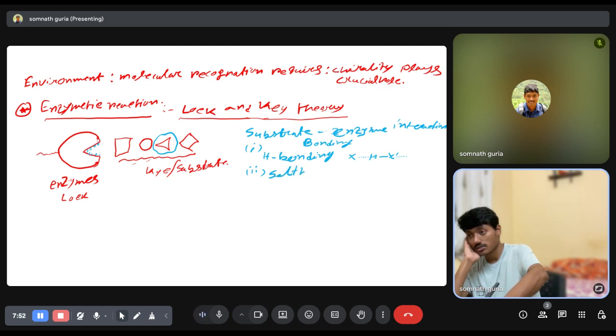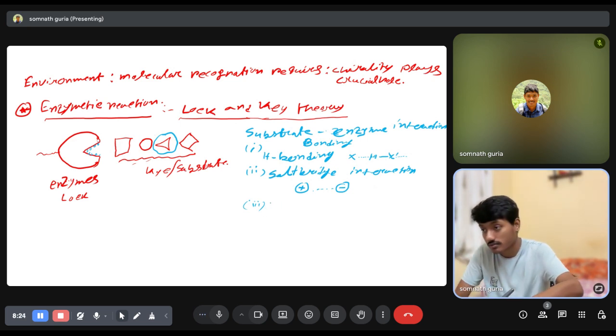Salt bridge interaction. How is it happening? Salt bridge interaction means we have some positive charge ions over here, and we have some negative charge ions over here. They can interact with each other and make some ionic kind of bond, which is called the salt bridge interaction.